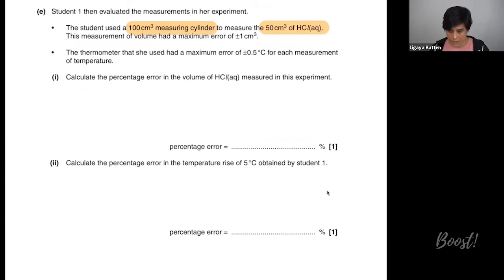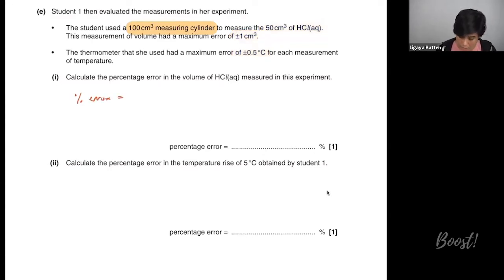the experiment. This measurement volume had a maximum error of plus or minus 1 centimeter cubed. The thermometer that she used had a maximum error of 0.5 for each measurement of temperature. Okay, so part 1 asks you to calculate the percentage error in the volume of hydrochloric acid measured in the experiment.